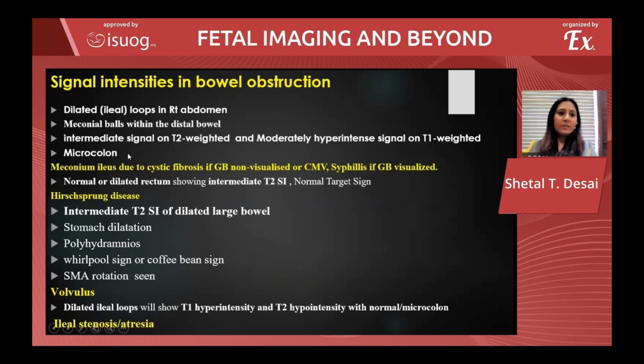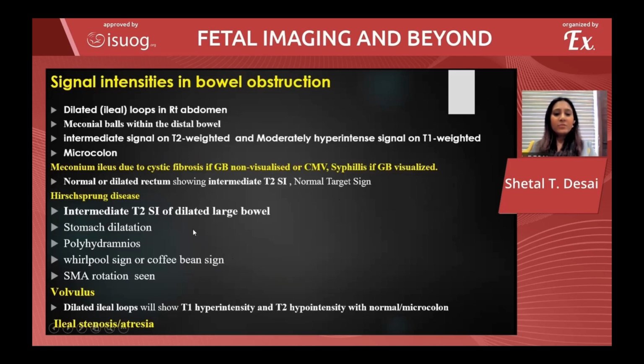Now, if it is an intermediate signal with a microcolon, dilated loops in the right abdomen with meconium balls, it tells us that it is a meconium ileus, either due to cystic fibrosis or infective etiology, depending on presence or absence of the gallbladder. If there is no microcolon, but the rectum is either normal or dilated with a normal target sign, it points to a Hirschsprung disease.